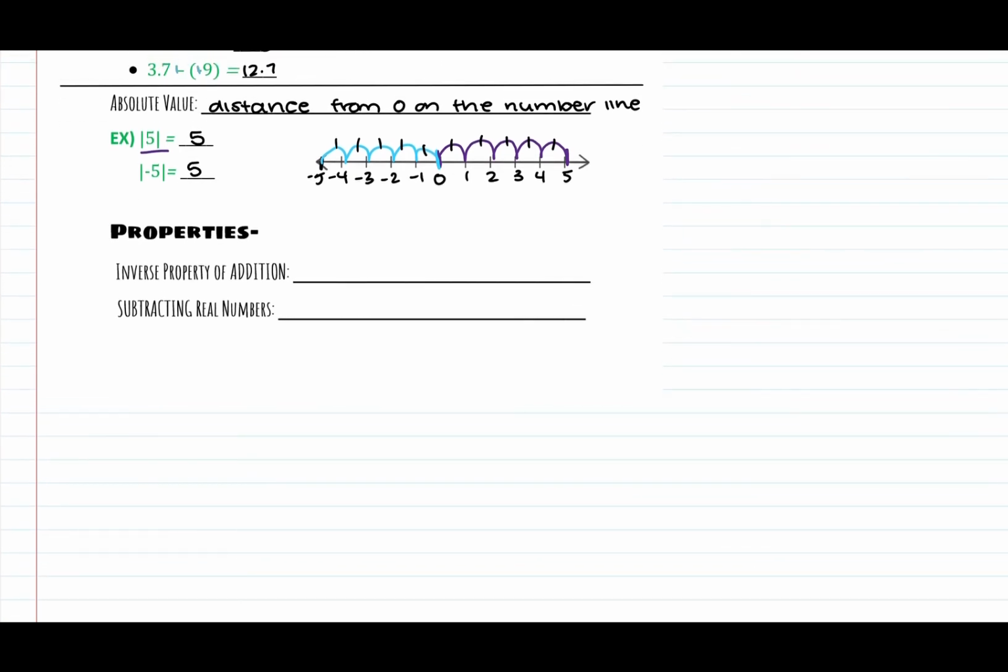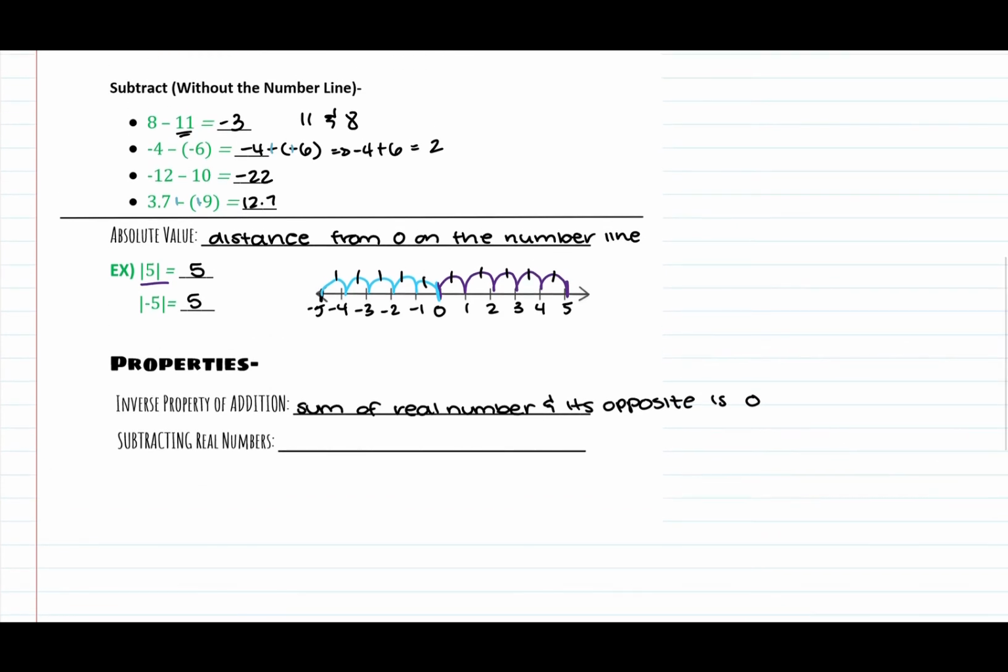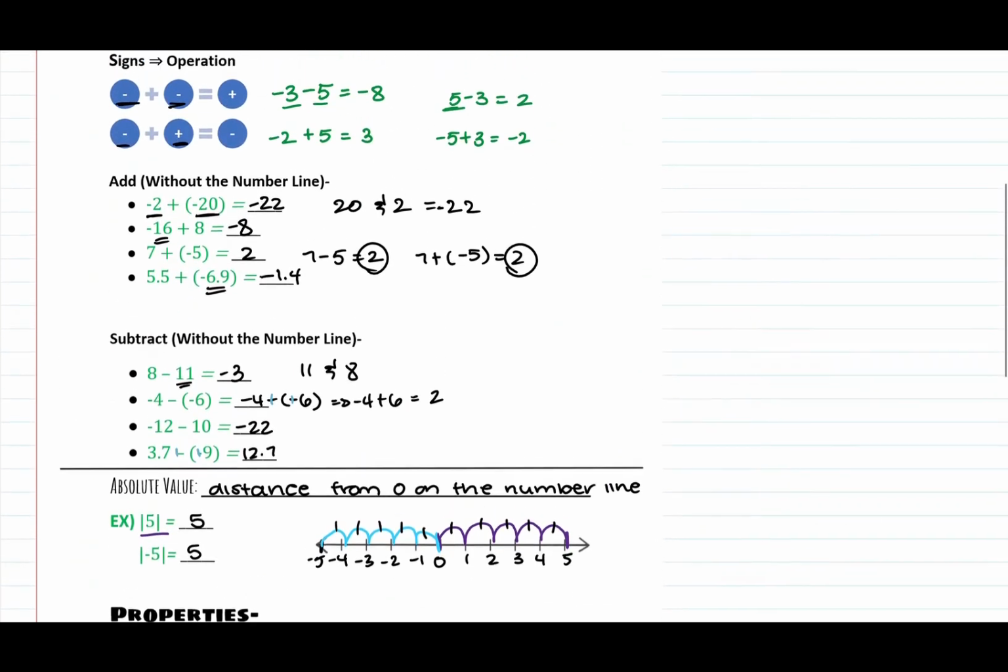And now here are some properties that you should know. We already familiarized ourselves with subtracting real numbers, but we'll just write this down. Now, the inverse property of addition is that the sum of a real number and its opposite is 0. Okay, again, we really focused on this already, but we're just writing this down just to make sure we know this.